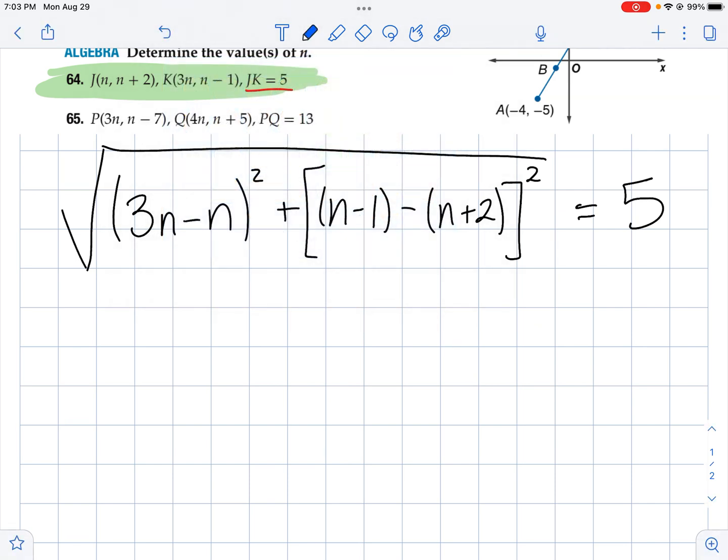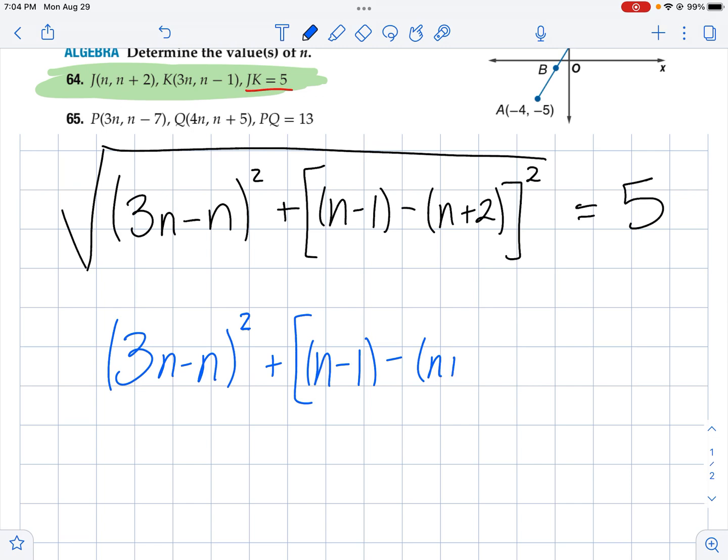Okay, now these square roots kind of scare me a little bit. I don't really like square roots, so let me get rid of that. It's going to make it a lot easier for me to see what's really going on here. So (3n minus n) squared plus ((n minus 1) minus (n plus 2)) squared equals 25.